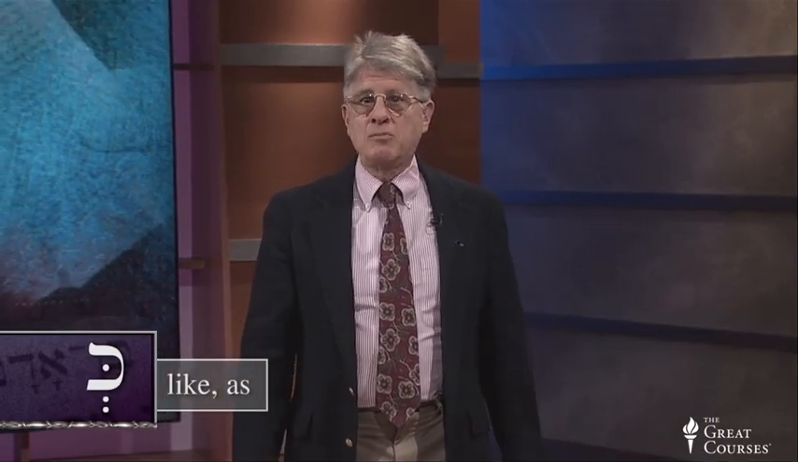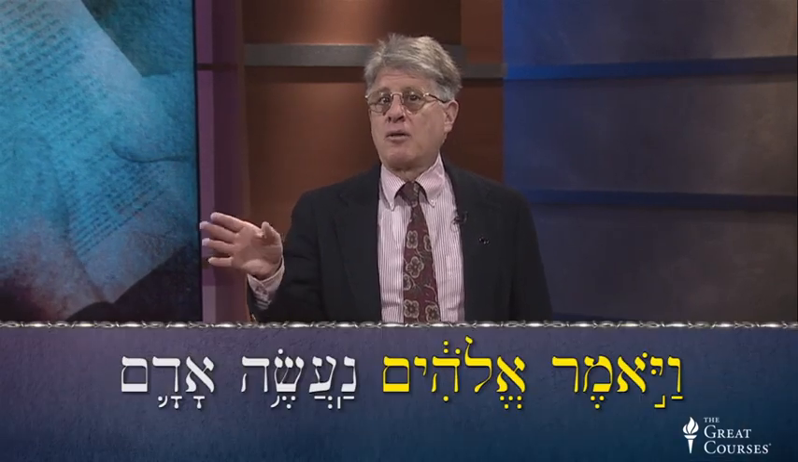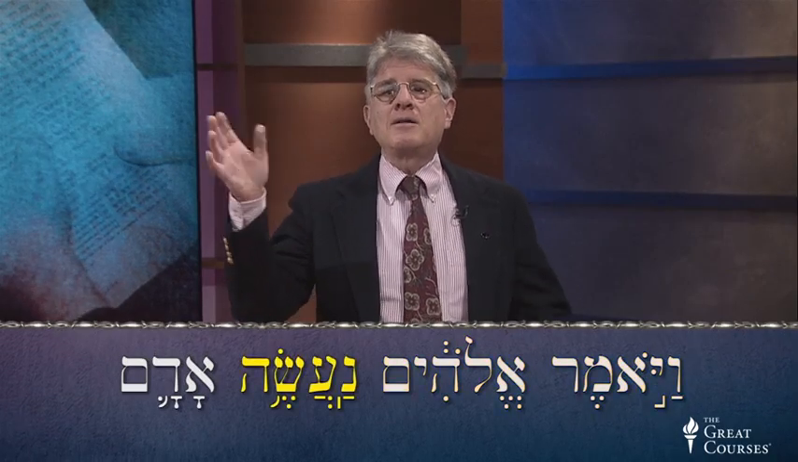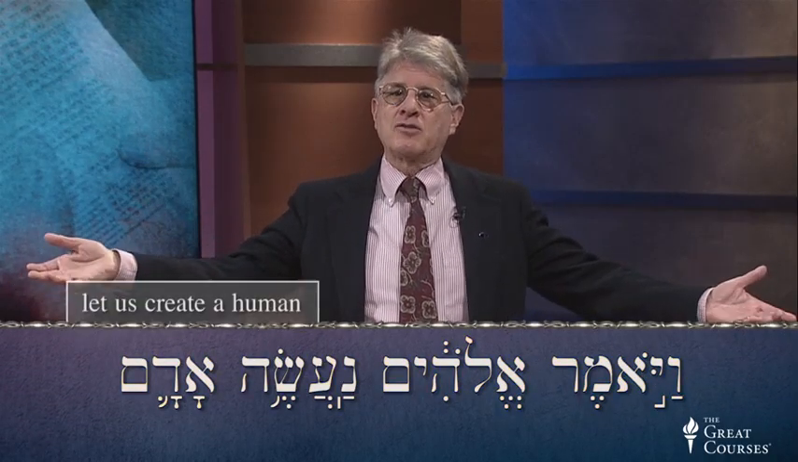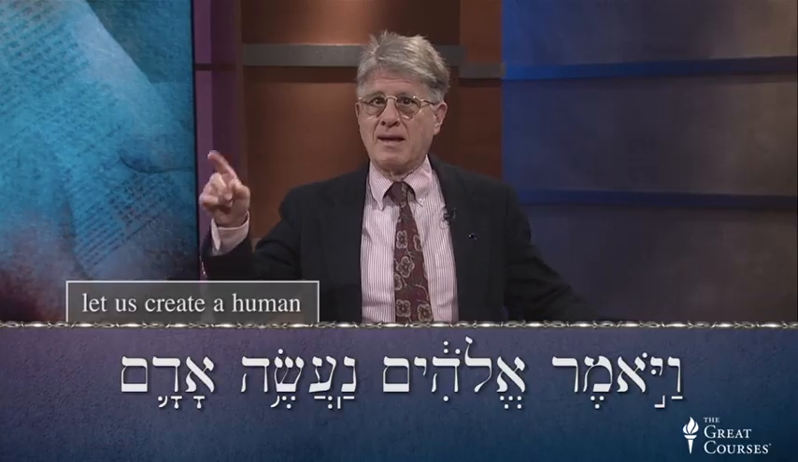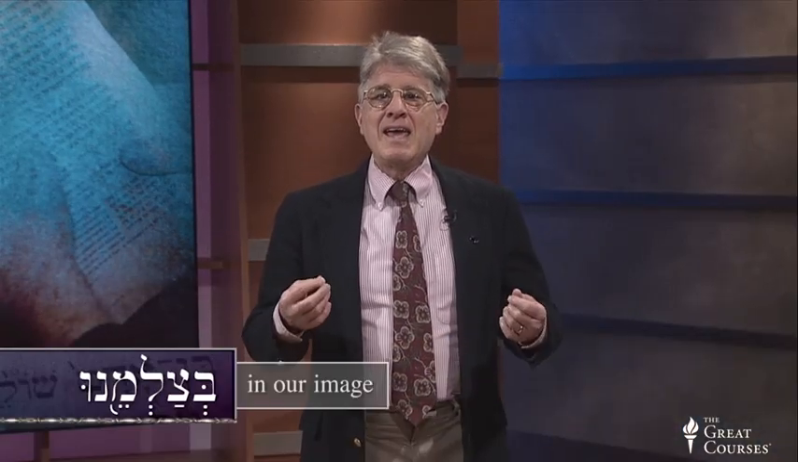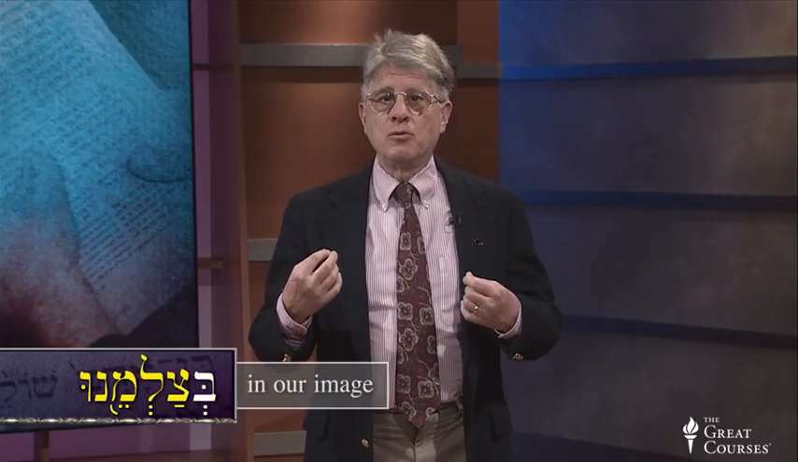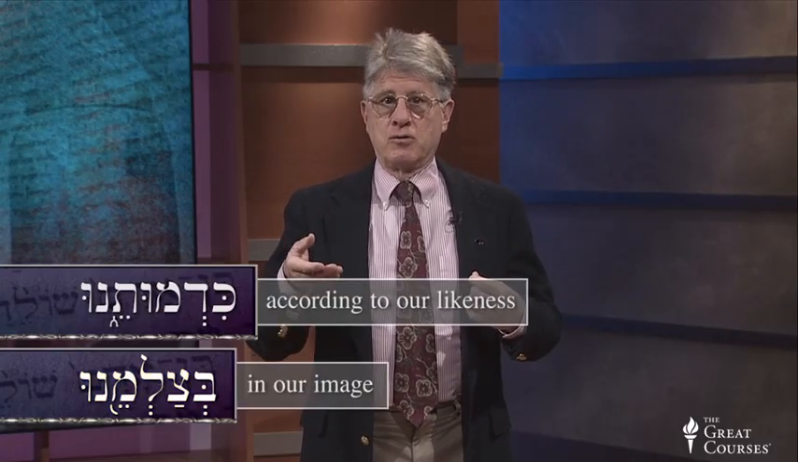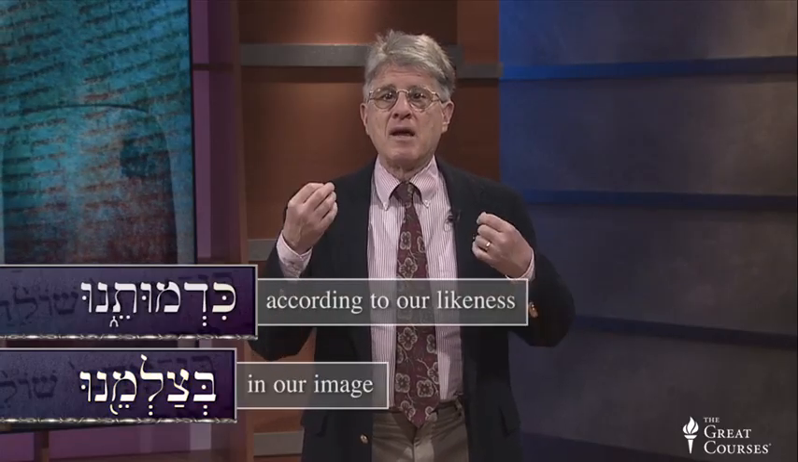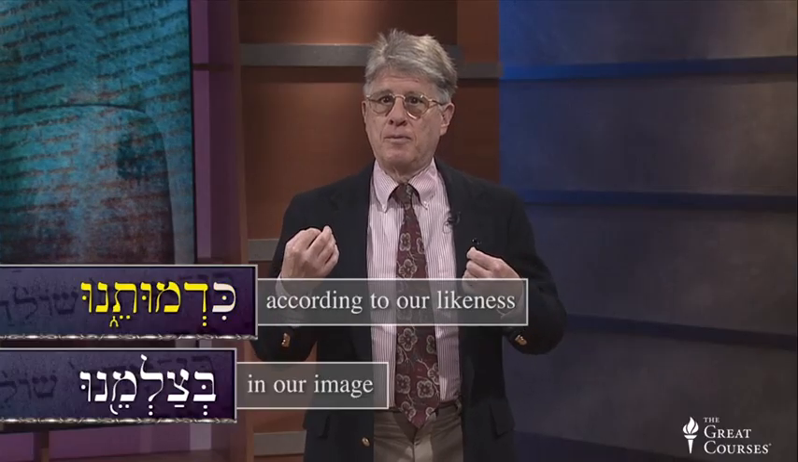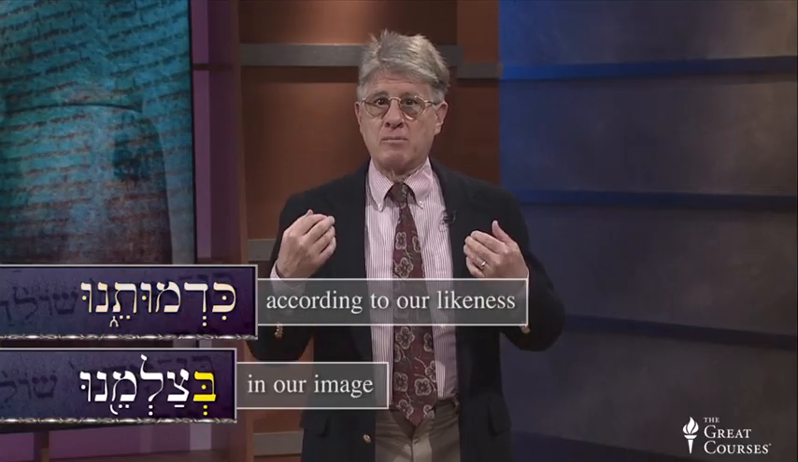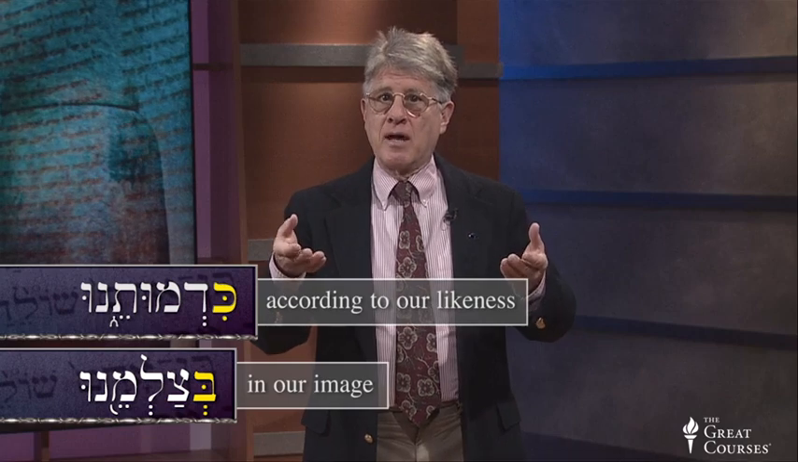We haven't seen it yet, but it comes just a little later in Genesis 1, in verse 26, when God decided, Vayomer Elohim, Na'aseh Adam, let us create a human. And how did he create it? In our image, B'Tsalmenu, according to our likeness, Ki Dmutenu. That's B, our image, K, our likeness.